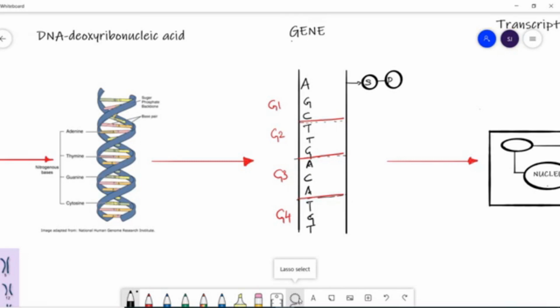And these adenine, guanine, cytosine, thymine do not exist in singularity. That is, each will always be paired with the opposite nitrogenous base. For example, adenine will always be paired with thymine, and guanine will always be paired with cytosine. So this kind of complementary base pairing exists between these nitrogenous bases.